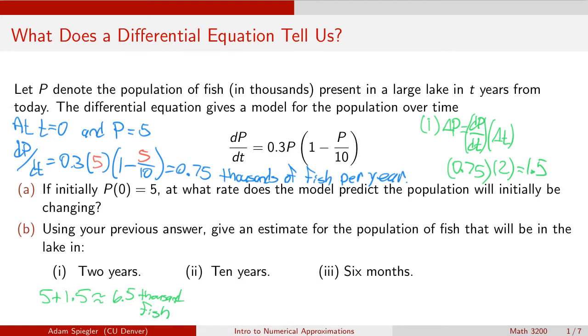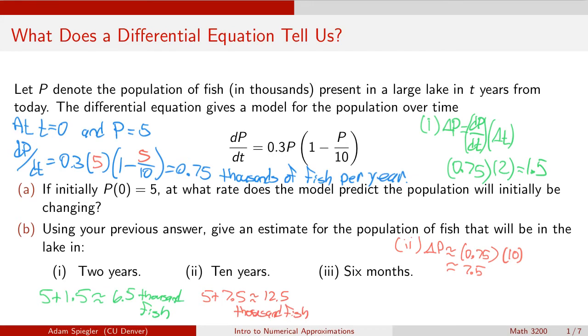Okay, so for 10 years out, we're going to take a similar approach. And that is, first, we can calculate by how much the fish population is going to change, approximately. So delta P is going to be approximately the 0.75 thousand fish per year, now times the 10-year span that we have. So that would give us a change in P that we're estimating to be 7.5 thousand fish. So if we started with 5,000 fish and go up by 7.5 thousand fish, that means after 10 years, we can approximately have about 12.5 thousand fish.